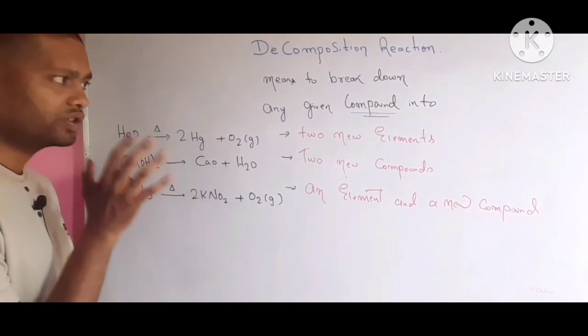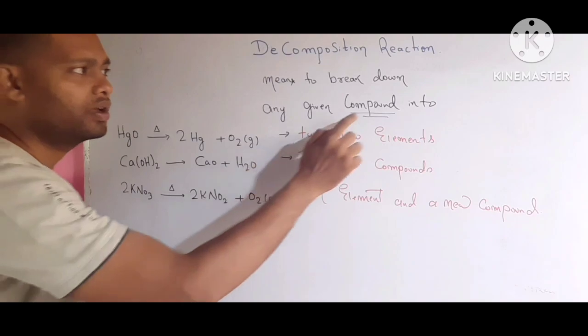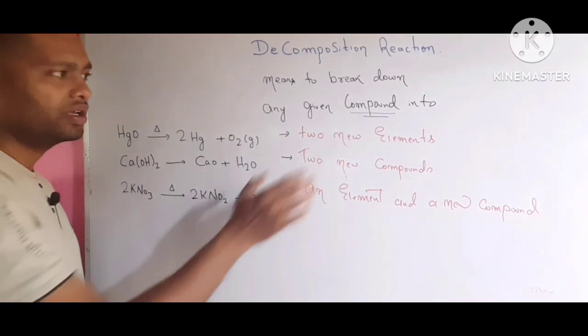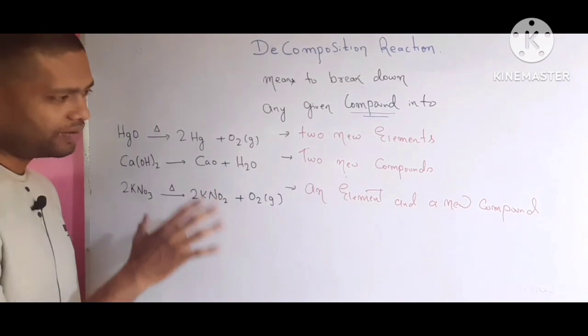First we have to understand that in the reactant side we only have compounds. The product side can be elements, can be compounds, can be an element and a compound. You understood this one? Yes, we have understood, sir.